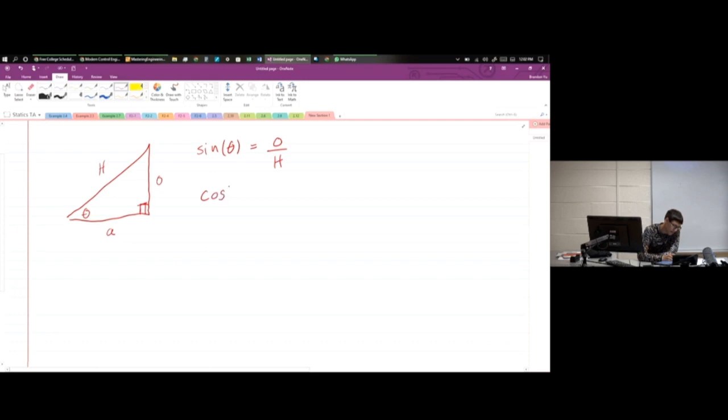Cosine will be A over H, and then tangent will be O over A. So these are really important, especially when you are breaking down force vectors into their x and y components. This will be used, so do be sure to remember these.